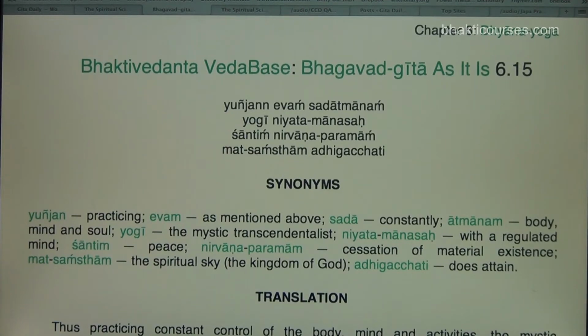So Krishna is hinting over here that the ultimate reality involves him also. So it's not necessarily impersonalist. So the Shantim Nirvana Paramam, many scholars use this to refer to the Brahma Jyoti. Now the word Matsamstham doesn't allow such a simplistic interpretation or reduction of everything to impersonalism.